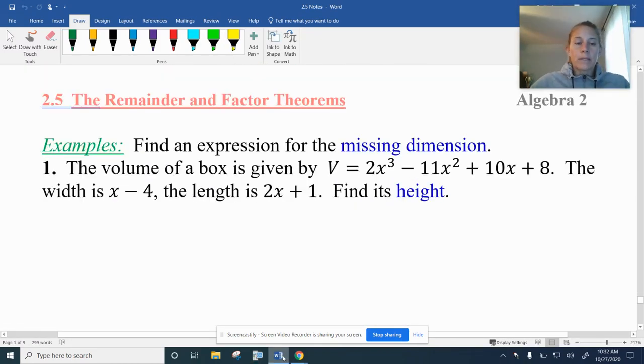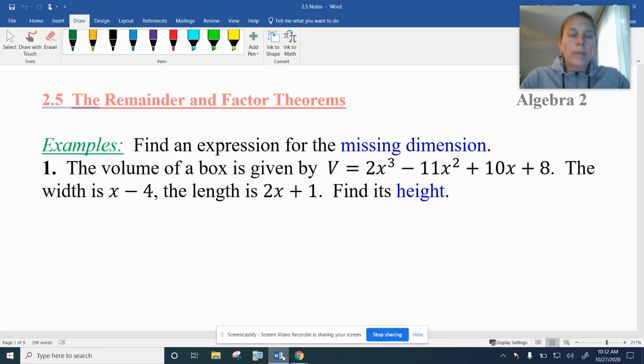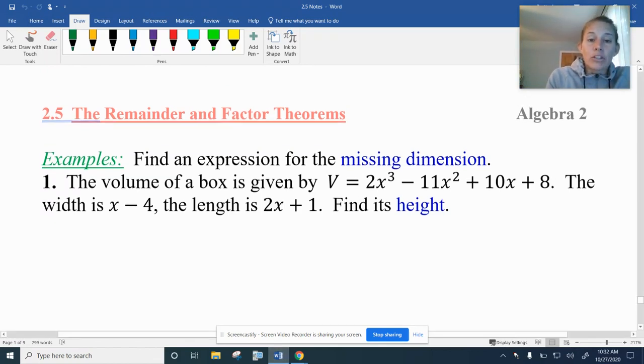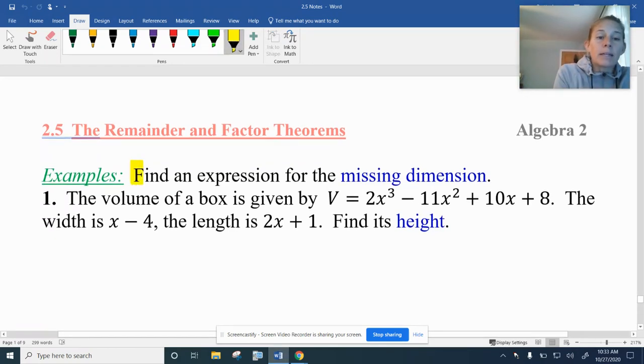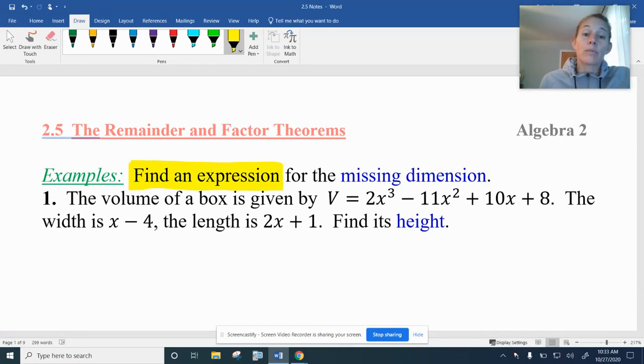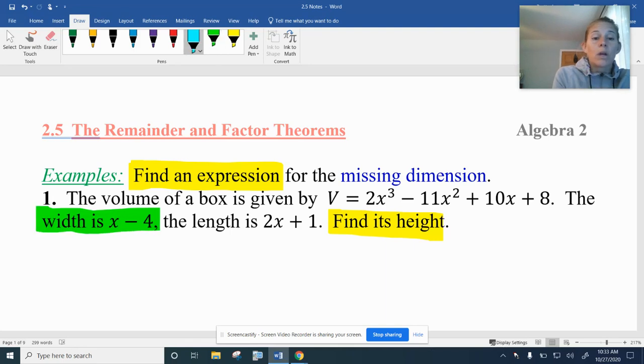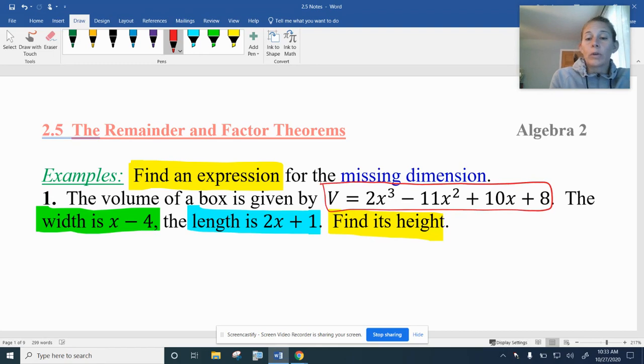Okay, so let's finish this lesson with a couple word problems where we can apply this polynomial division. So find an expression for the missing dimension. Notice it says find an expression, so we don't actually have to solve it with a number per se. We're just going to find an expression to represent the missing dimension, which in this problem will be the height. So we're given a width, which is x minus 4. We're given a length, which is 2x plus 1. And we know that the volume of this box is this longer cubic polynomial here.